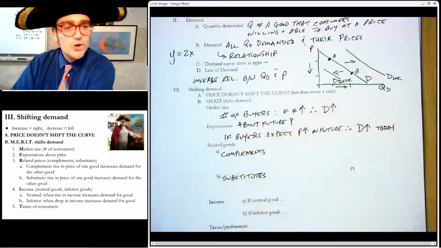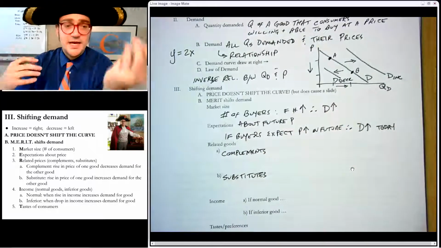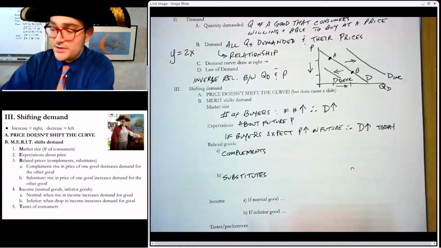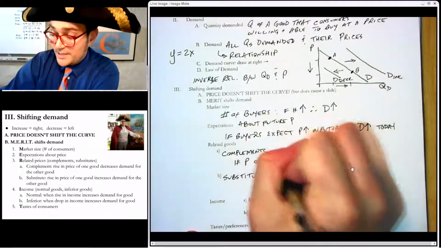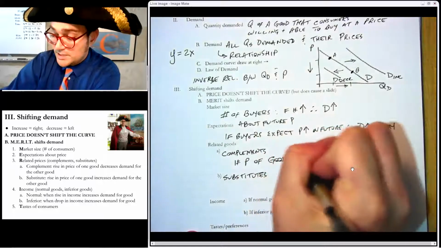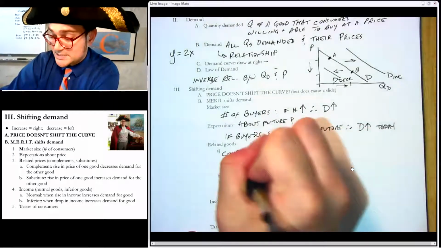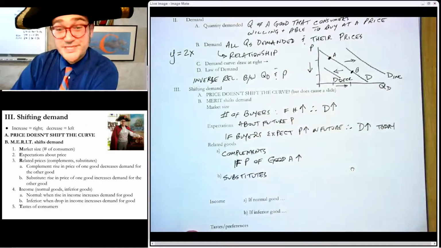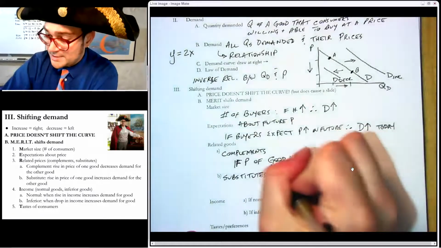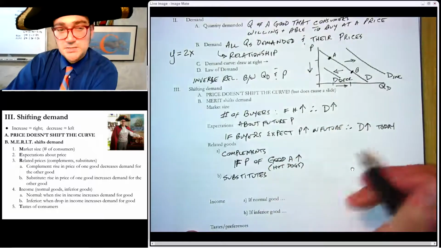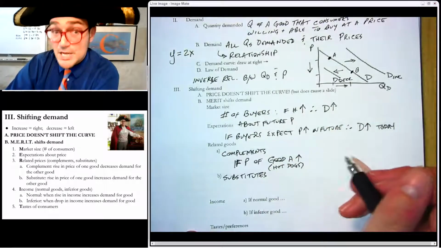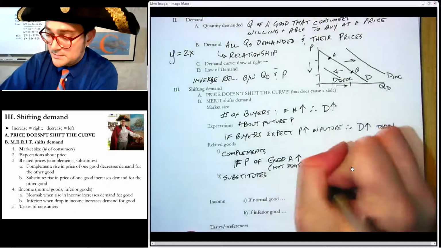Complements are goods that are bought together, right? So hot dogs and hot dog buns are commonly purchased together. And we would say if the price of good A goes up, so think about if the price of hot dogs goes up, what do you think is going to happen to the demand for buns? It's going to decrease.